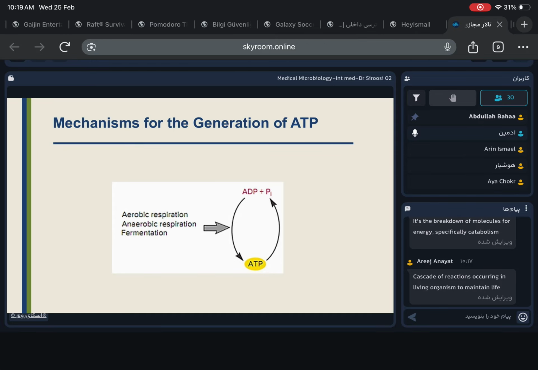Medically important bacteria, the bacteria which are able to cause disease in humans, are able to generate ATP through three mechanisms: aerobic respiration, anaerobic respiration, and fermentation.